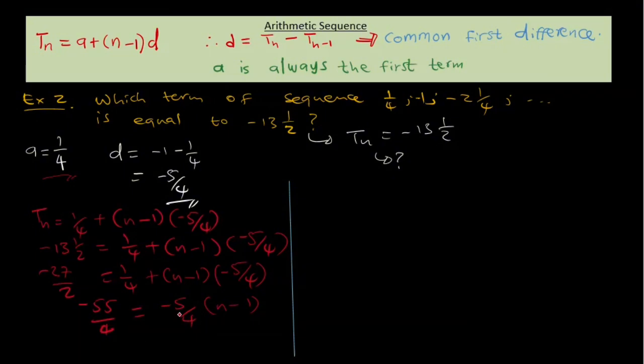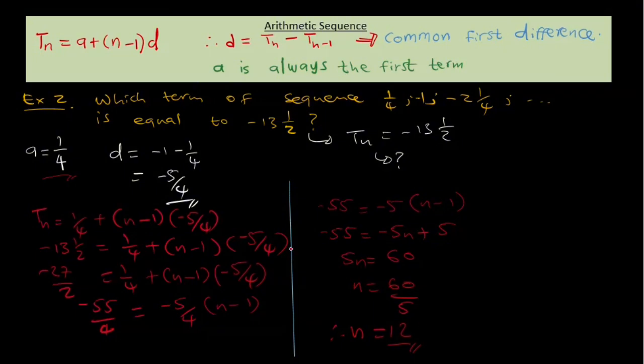So the denominators are the same. I'm going to multiply by 4 on both sides. I'll be left with minus 55 equals minus 5n plus 5. So take this to the other side, 5n. Take this to the other side, so it's going to be 60. n is equal to 60 divided by 5, which is n equals 12. Therefore, T12 equals minus 13 1 over 2.